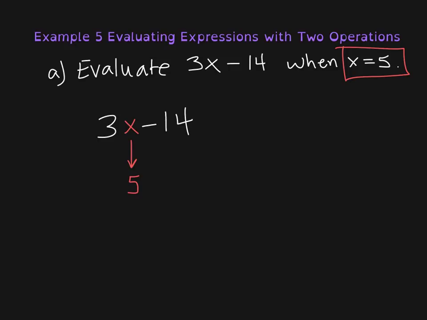Now, you have to be careful because I can't just put my 3 down, but I can put my 5 in parentheses like we just learned, minus 14. Or I could put in the little dot. It doesn't matter. However you want to do it, it's up to you. Now I'm going to use order of operations and I'm going to solve. 3 times 5, because multiplication, well, first of all, it's left to right, but multiplication comes before subtraction, which equals 15 minus 14 equals 1.